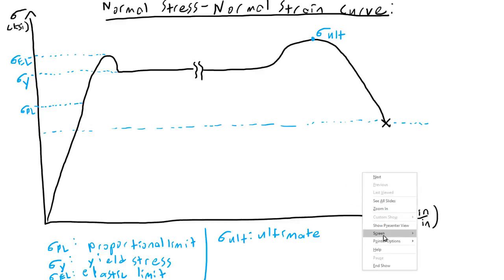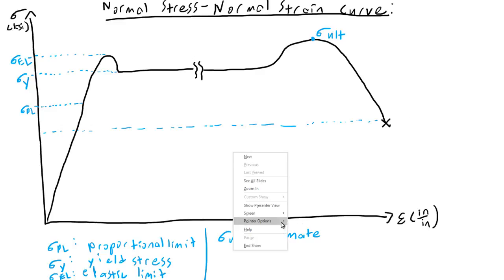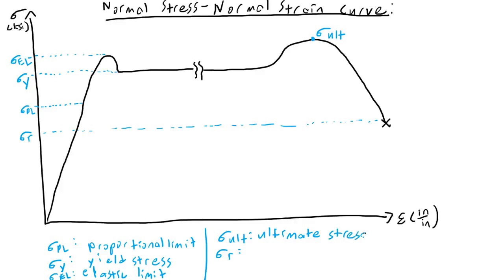Here, this is the sigma R, which is the rupture stress. This is the ultimate stress, and let's see that this is the rupture stress. This is well below the ultimate stress, but this is the stress that the material actually physically breaks apart at. Okay. So a few things.